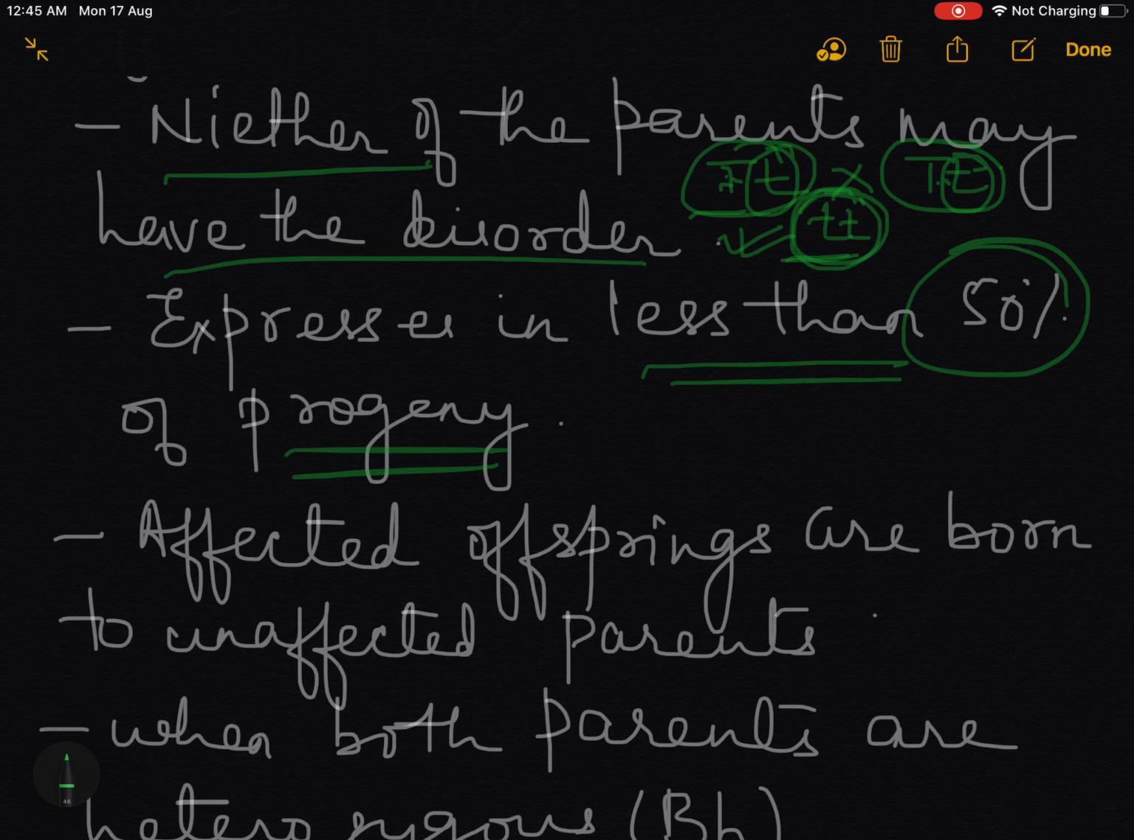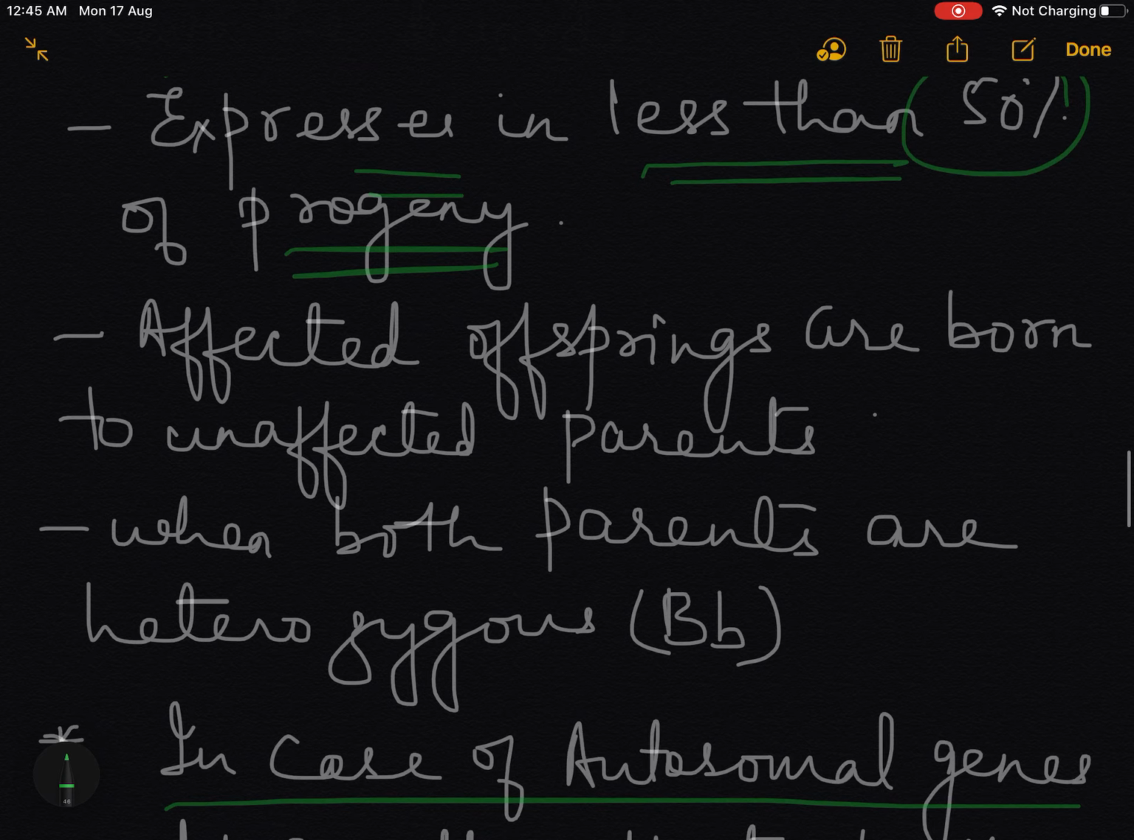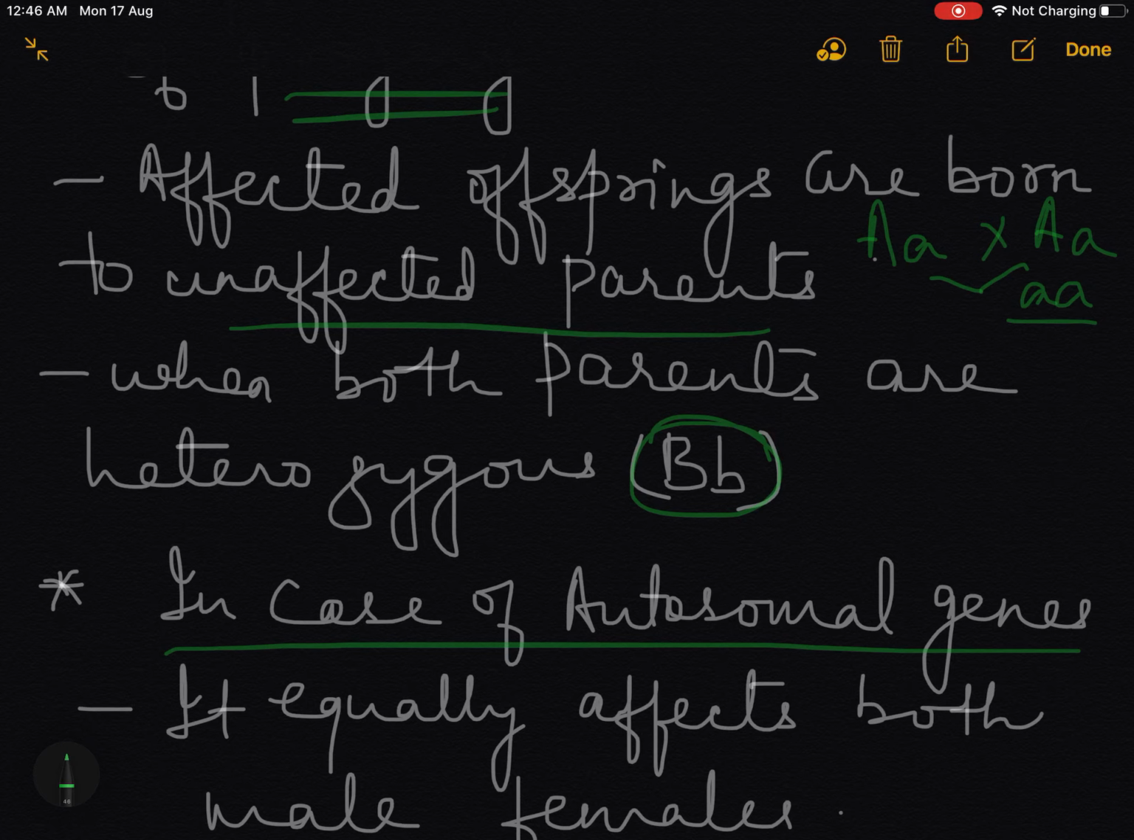Next, a very small amount of progeny will carry this disorder, that is, less than 50%. A dominant trait appears in 50% or more, but if it is recessive, it will express in less than 50%. Affected offspring are born to unaffected parents. I just told you, the parents are unaffected, but one of the progeny will be affected. This recessive case will come when both the parents are heterozygous, then only the recessive trait will appear.